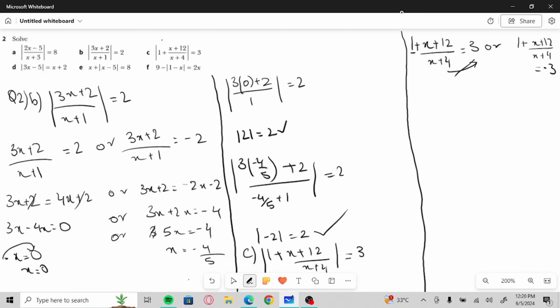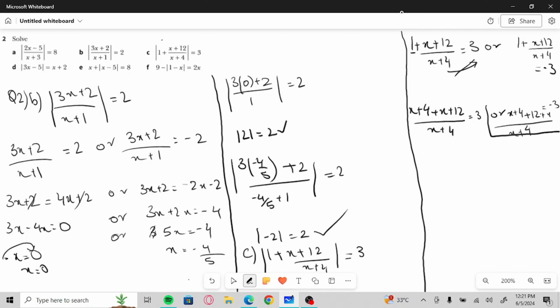We'll say 1 multiplied by x plus 4. Again, LCM will be taken. x plus 4 plus x plus 12 divided by x plus 4 is equal to 3, or x plus 4 plus 12 plus x divided by x plus 4 is equal to negative 3. You know what? Just leave this here. We will simplify this later. Just do one thing first.